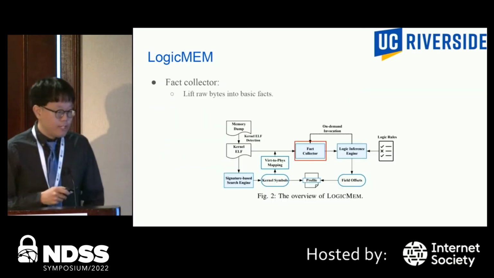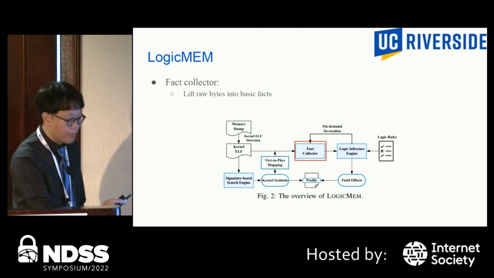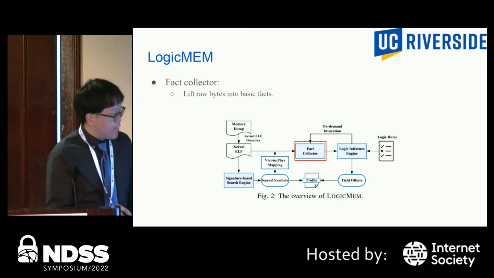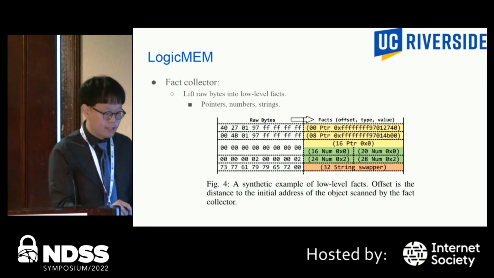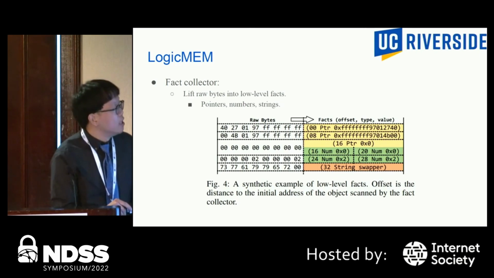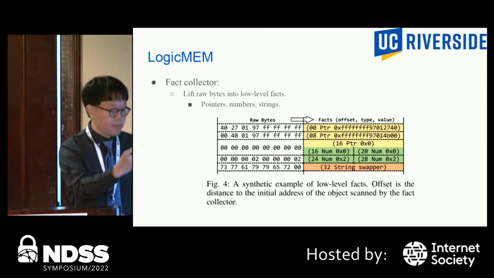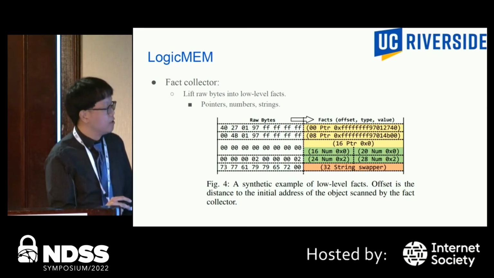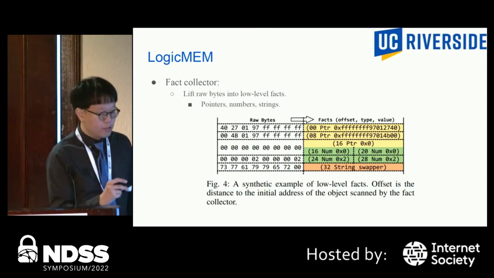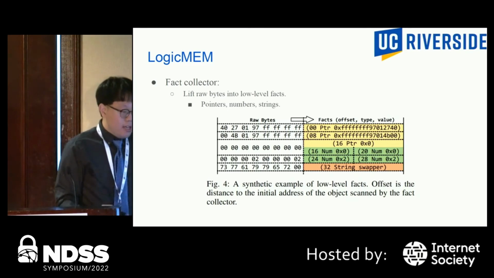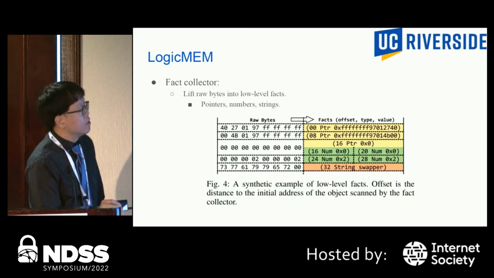To do that, we first need to collect some basic facts, since the raw bytes are not so meaningful. What the fact collector does is lift the raw bytes into some lower-level facts, such as pointers, numbers, and strings. It basically decodes the values at each aligned 8-byte or 4-byte alignment, and then it conservatively predicts its type to be pointer, number, or string. The collected facts include the offset of this value, the type of this value, and the value itself.